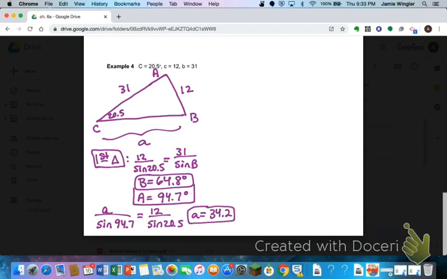I always stop right here and make sure everything makes sense. Is my biggest side opposite my biggest angle? My biggest side is A, it's opposite angle A, and my smallest side is 12, and it is opposite the smallest angle. So everything's working out and making sense. So I'm going to go ahead and check for a second triangle.